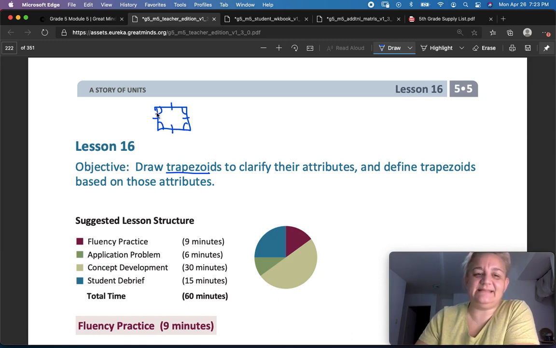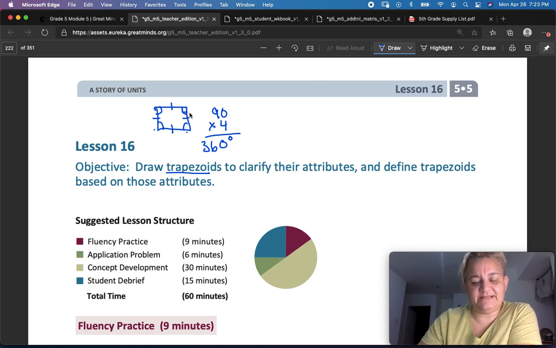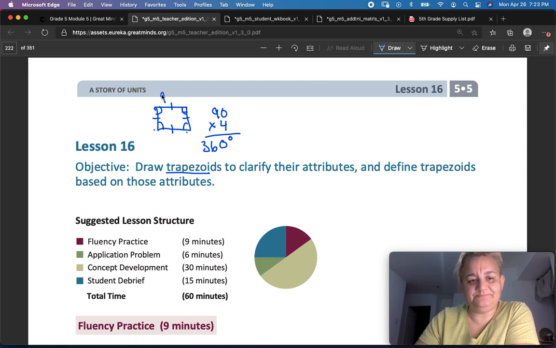Same size lengths, same angles, and they're all 90-degree angles. I should have drawn that straight because those are 90-degree angles. So 90, 90, 90, 90. What's 90 times 4? 360, and we call those degrees, right? 360 degrees makes a square, because those are all 90-degree angles, so this is a square.